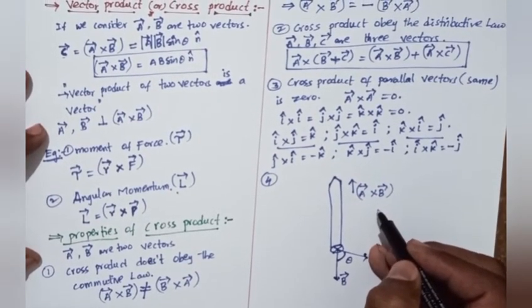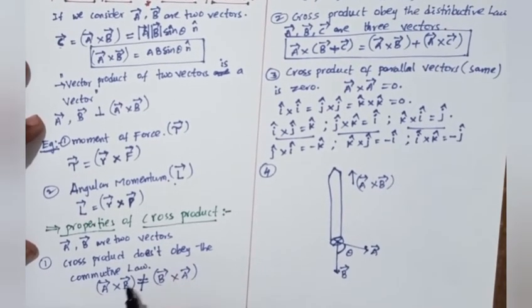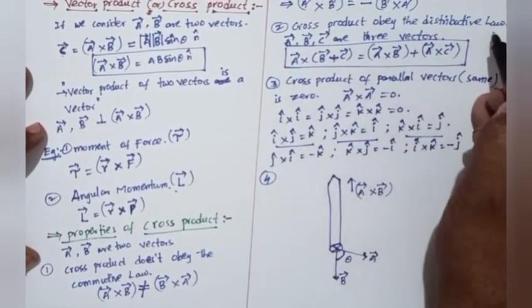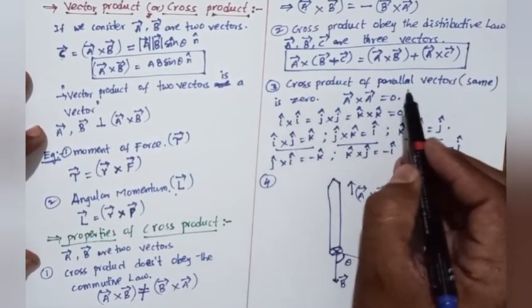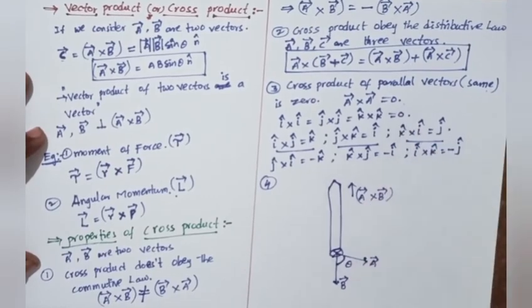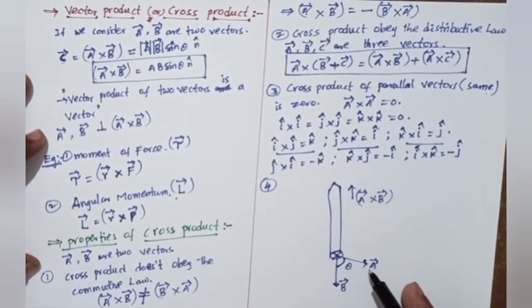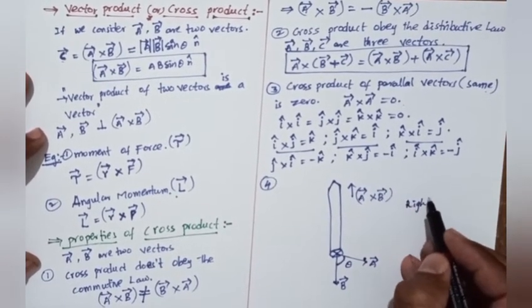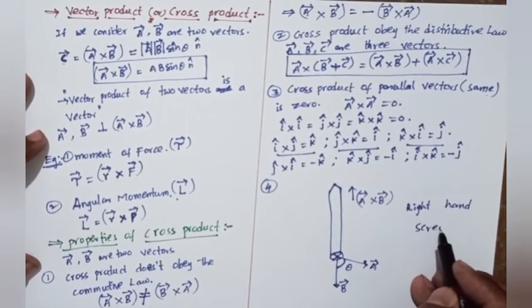So this is another property. To summarize the four properties: the cross product doesn't obey the commutative law; it obeys the distributive law of addition; the cross product of parallel or same vectors equals 0; and the cross product obeys the right-hand screw rule.